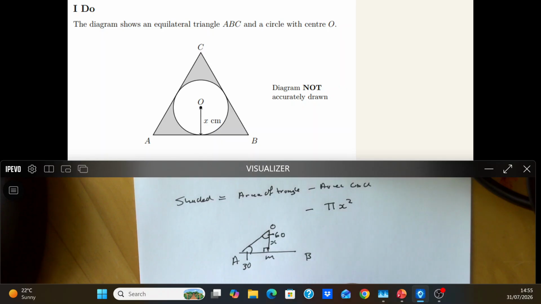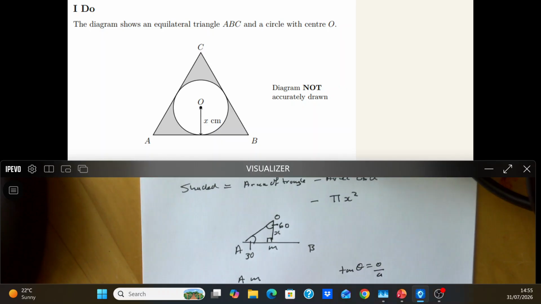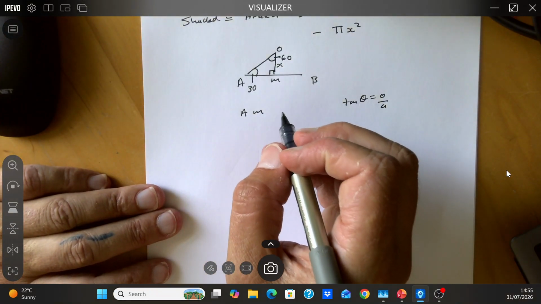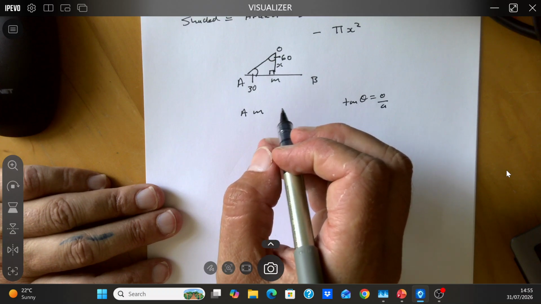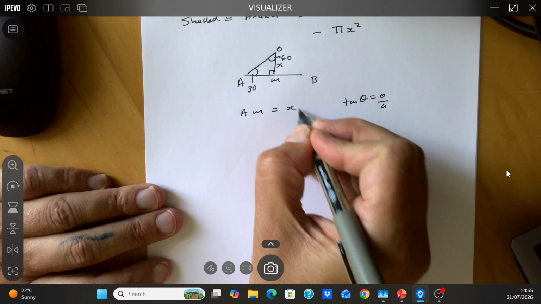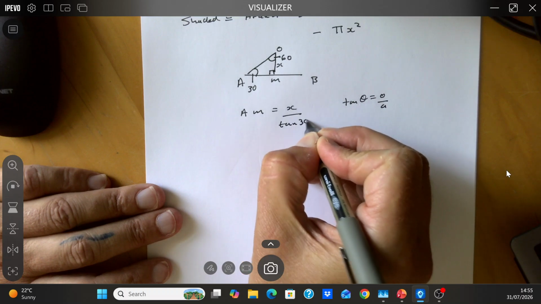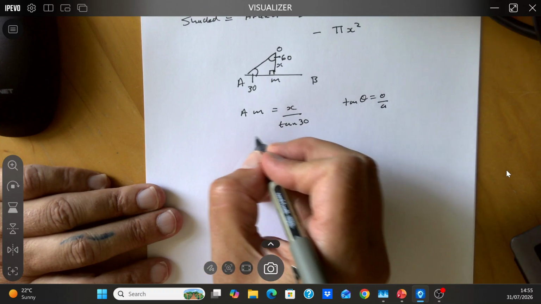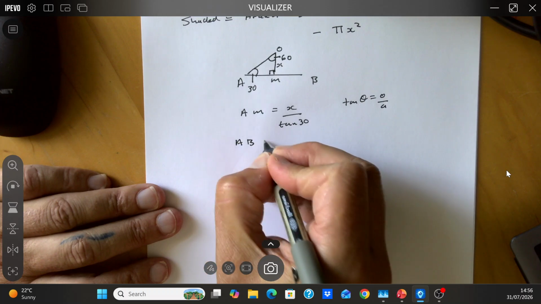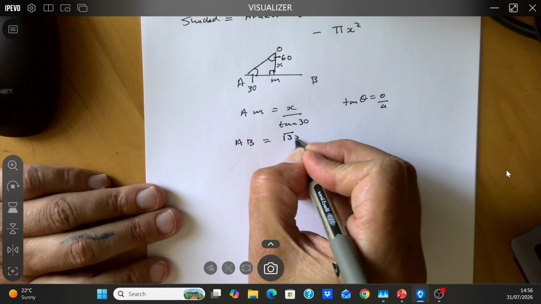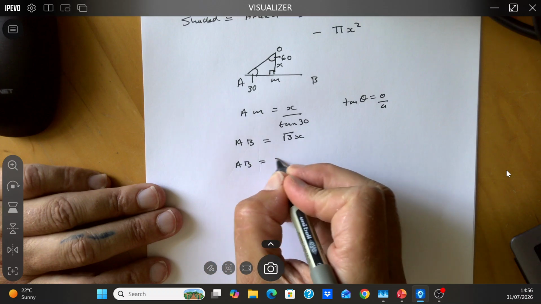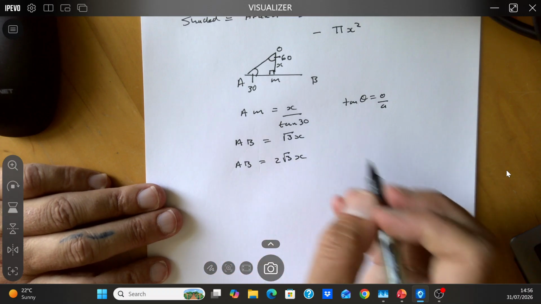A to M using tan theta equals O over A. I'm just going to make this bigger so we can work through all of it. Equals x over tan 30. What you could have done is x times tan 60. So AM equals root 3 x. That means A to B equals 2 root 3 x.